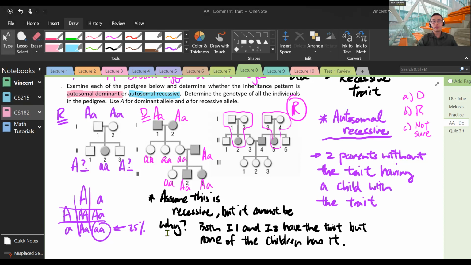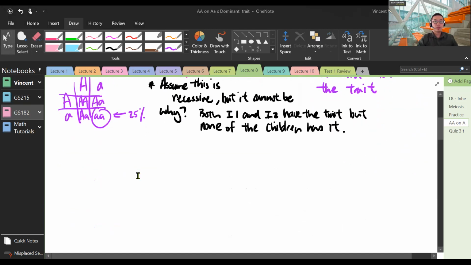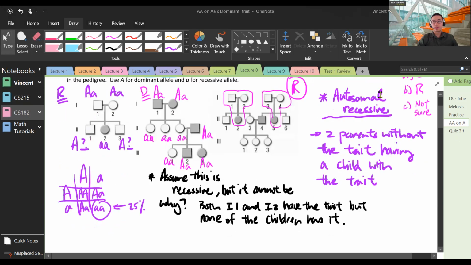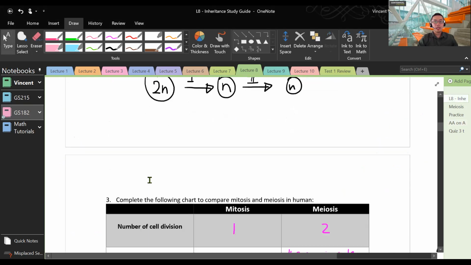All right, we got to move on, and think more about this. Try to fill in the genotype yourself. All right, we got to move on to the problems. Lots of problems to do.